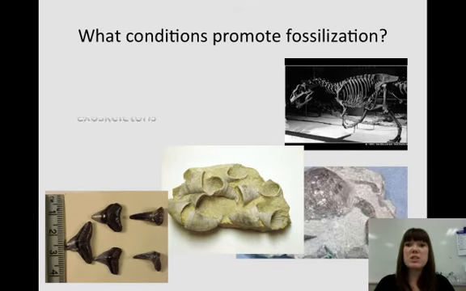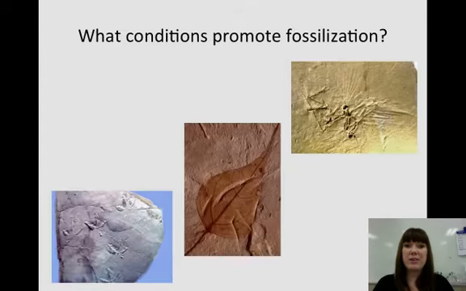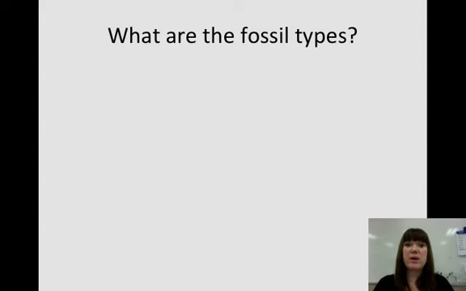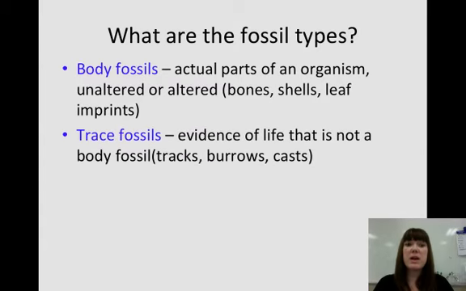There are several conditions that promote fossilization. First of all, having hard body parts such as skeletal bones or exoskeletons promotes fossilization. Also, very rapid burial and/or lack of oxygen. There are a few different fossil types that we look at, two main types. One is body fossils, which are the actual parts of an organism, altered or unaltered, like bones, shells, leaves, or imprints. And a trace fossil, which is evidence of life that's not a body fossil, so things like casts, tracks, and burrows.